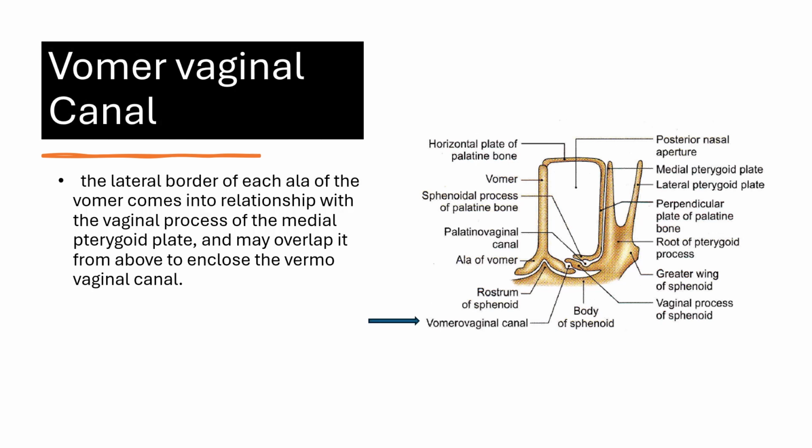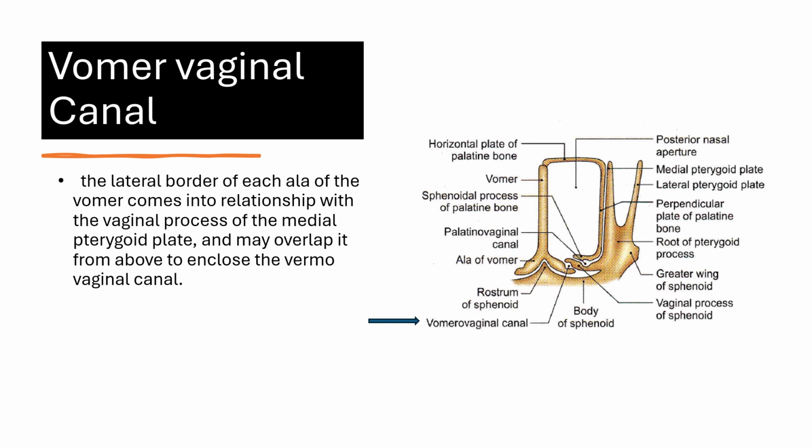Next, what is the vomer-vaginal canal? To know this, like the same thing we did before, we should know the position of the medial pterygoid plate, which can be seen on the right hand side of the diagram, and the ala of vomer, which is on the left side of the diagram.